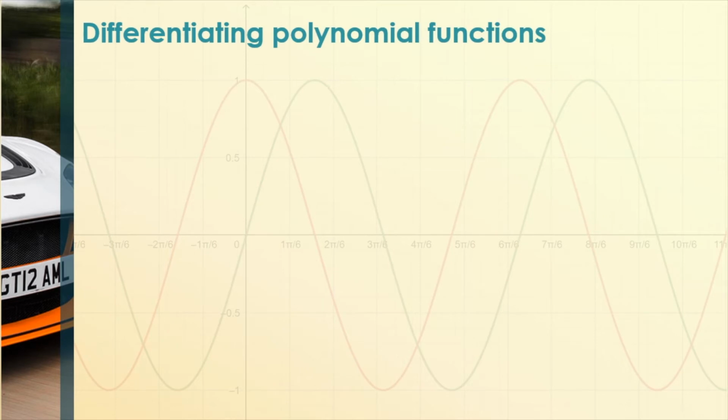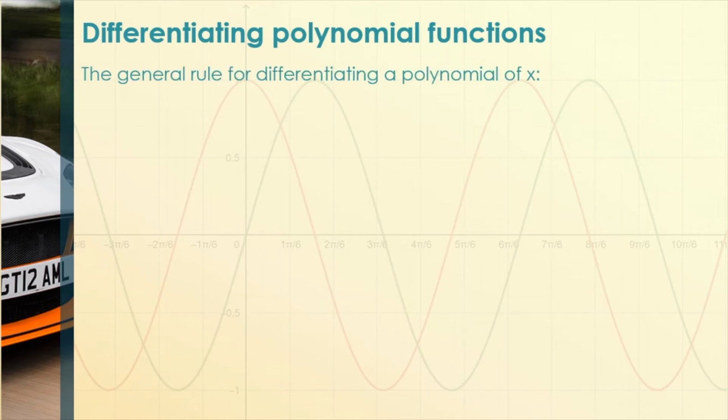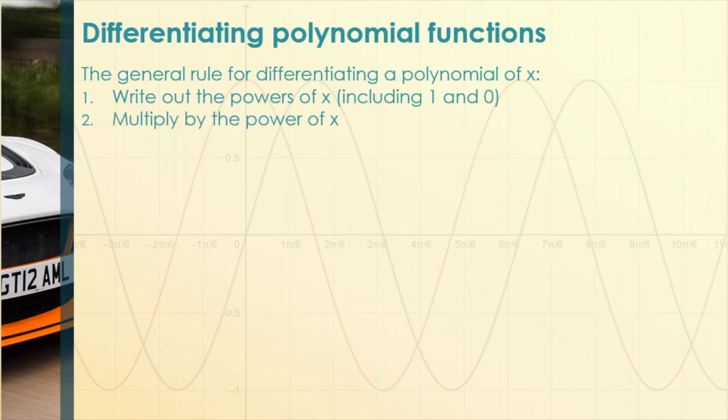Let's now look at how we differentiate actual functions. To start with, we're going to be looking at polynomial functions, which are simply just powers of x. The general rule for differentiating a polynomial of x: firstly, write out the powers of x, including 1 and 0. Secondly, multiply by the power of x in each case. Lastly, reduce the power of x in each case by 1.